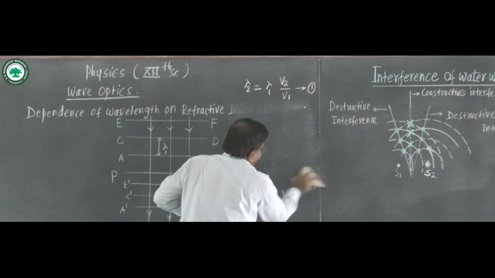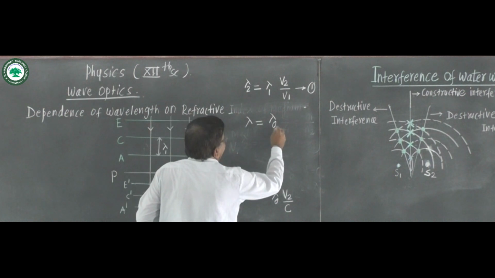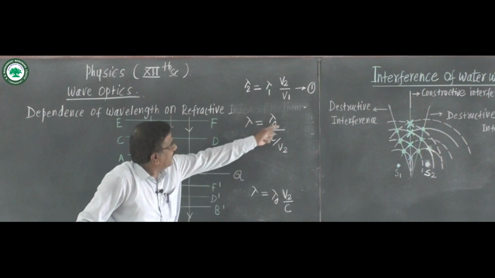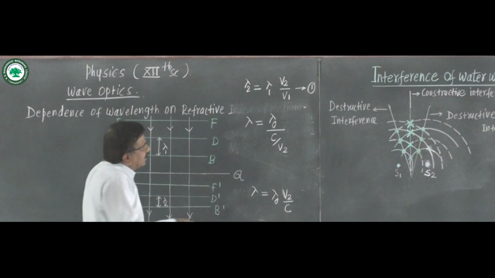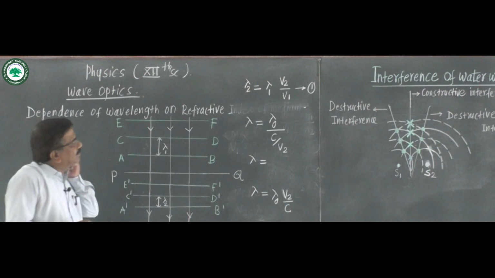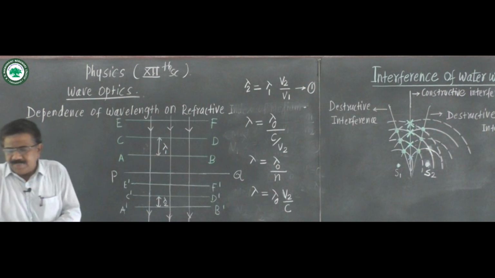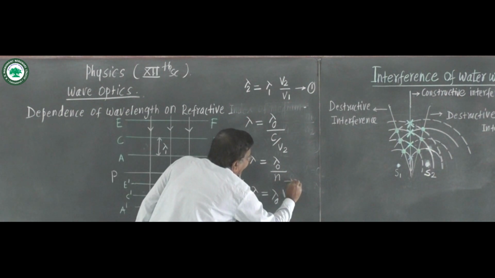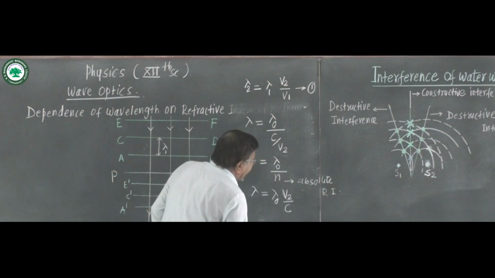We write this as lambda is equal to lambda 0 divided by c upon v2. One and the same, just rearrangement of the terms. So we get lambda is equal to lambda 0 upon n, where n, or we may write it as n2, is absolute refractive index of medium 2.